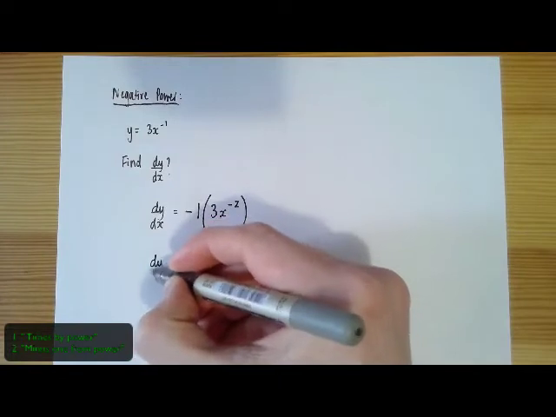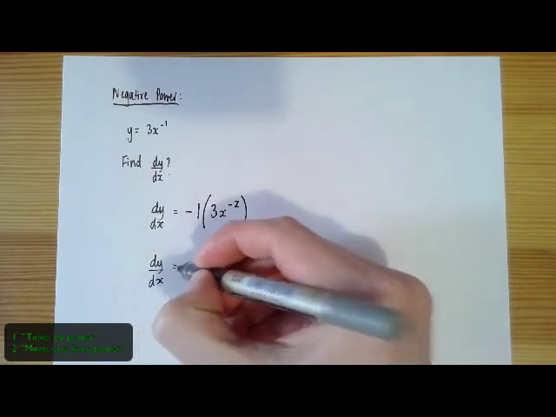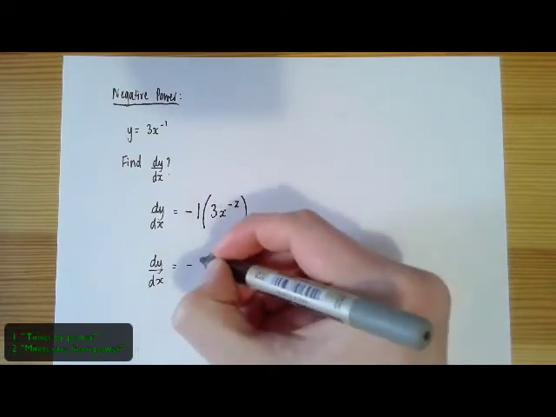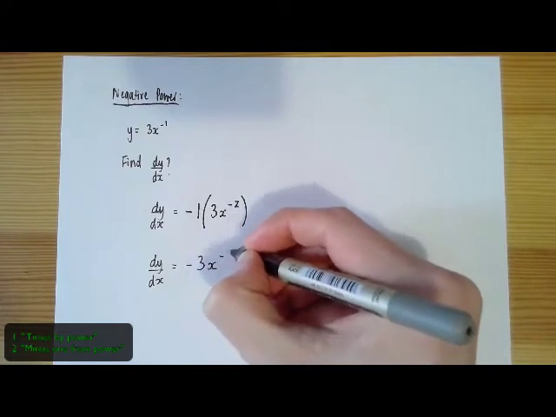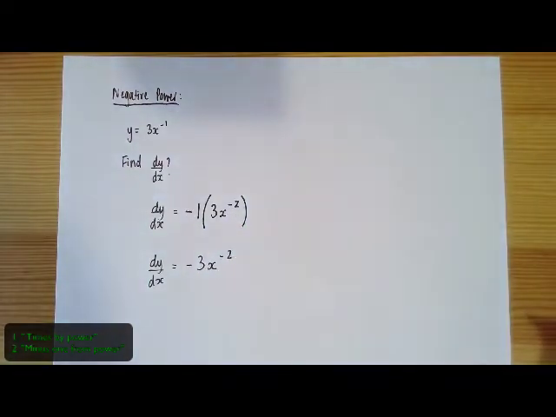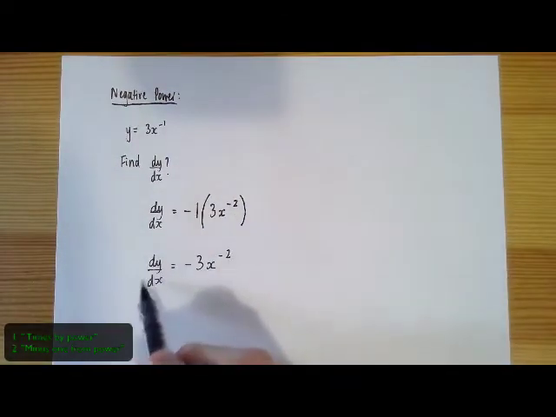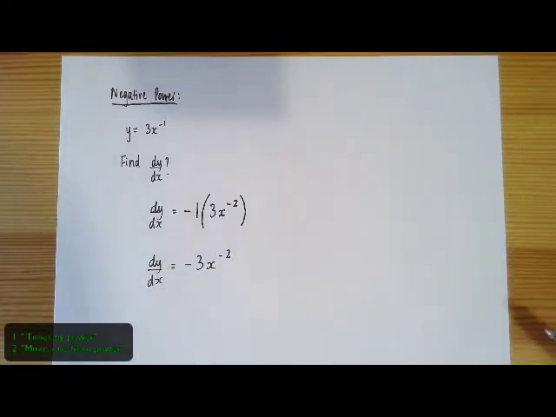Now we can simplify that up. We can say negative 1 times 3 is negative 3, and then we get x to the negative 2. And that is the derivative of 3x to the minus 1.